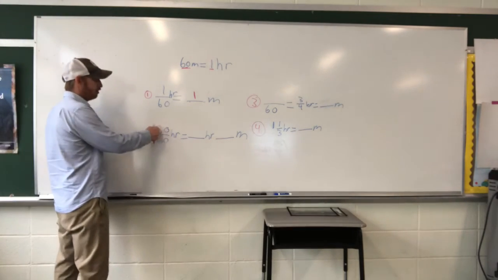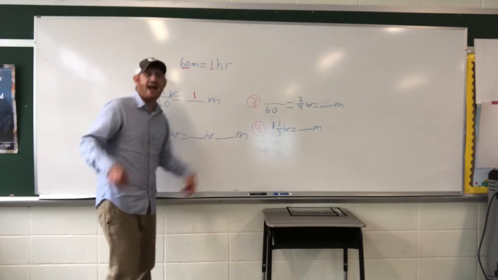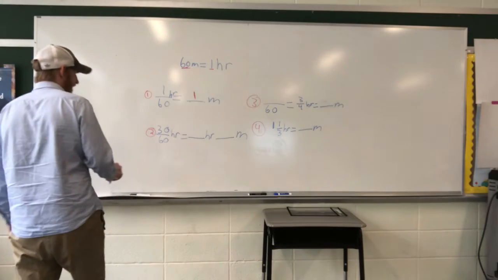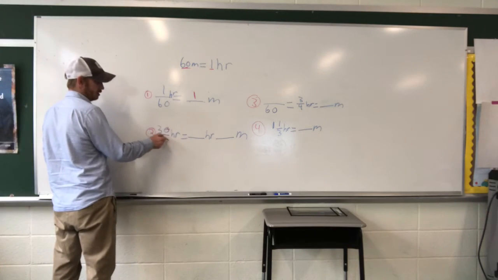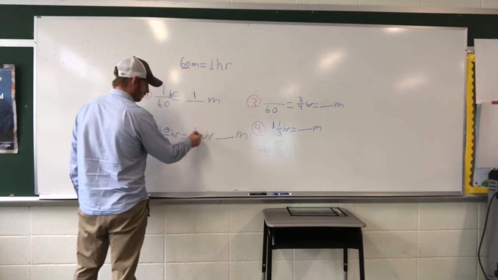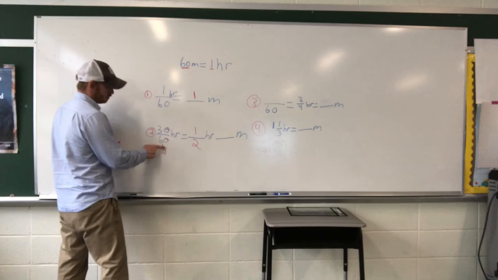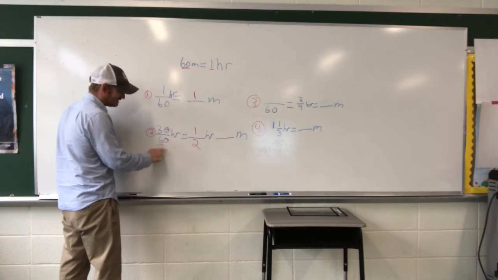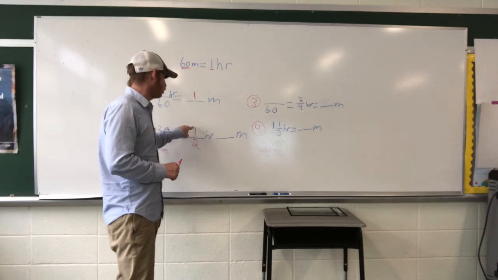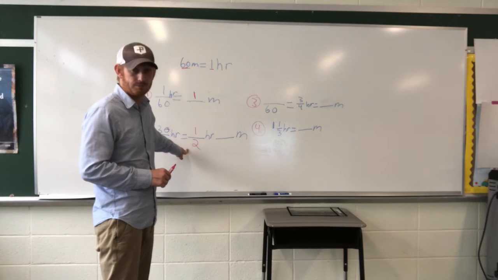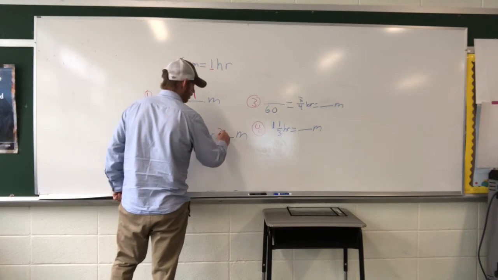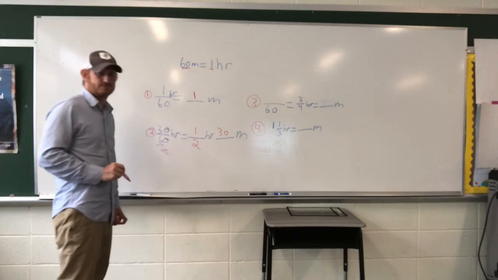Then we have 30 out of 60 hours. And the first thing that I notice is that this can be simplified to 1/2. So 30 minutes over 60 minutes, or 30 over 60 hours, is equal to 1/2 of an hour. And it's going to be equal to 30 minutes.